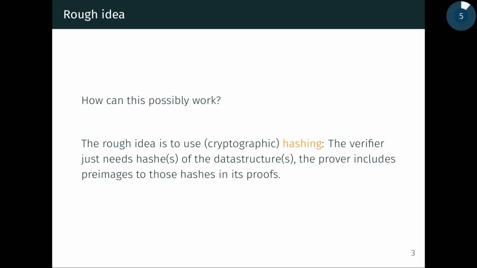And just to give an idea how that can possibly work, it uses hashing. I will come to what that is in a second. But the core idea is it uses cryptographic hashing. Basically, all the data the verifier needs to hold is certain hashes. And then the proofs that the prover sends to the verifier to prove that the answer is correct basically involve the pre-images to certain hashes, so that the verifier can check that the prover indeed holds the correct data.